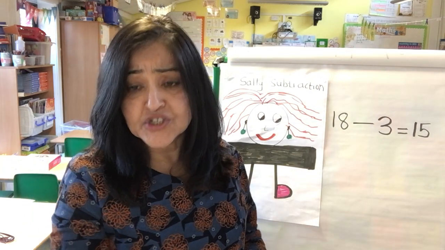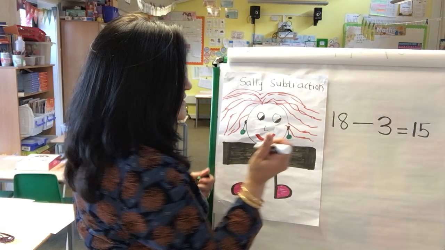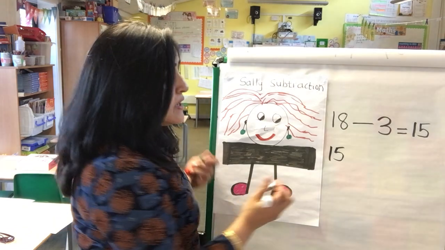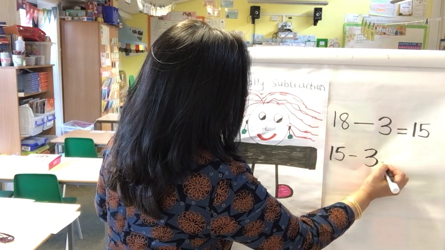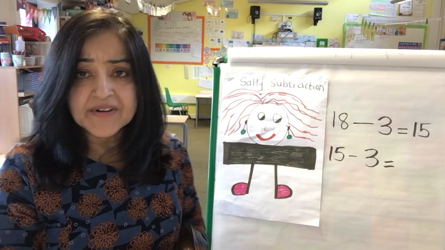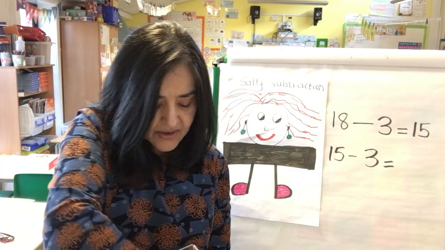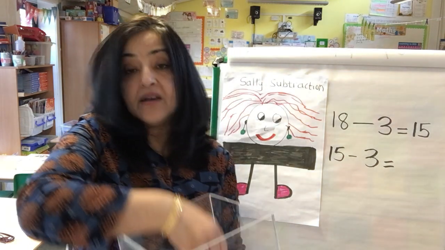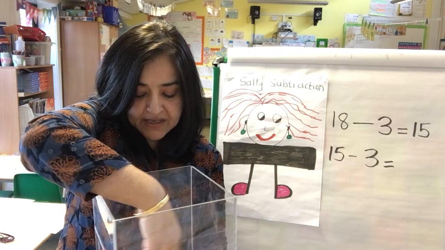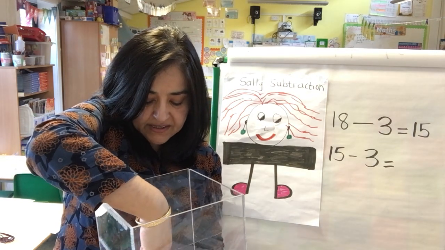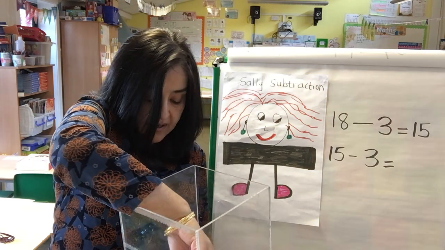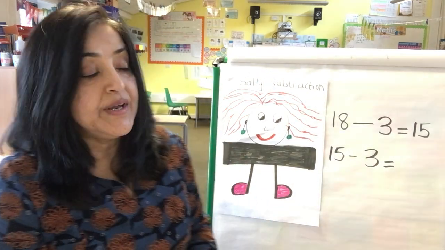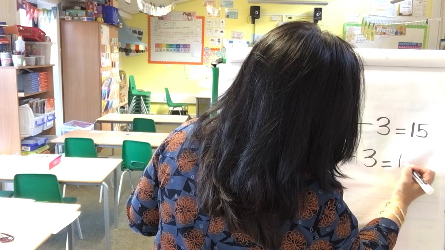How am I going to write that, children? First, I had 15. She came along and she took 3. How many have I got left now? Are you ready? Let me take them all out because we're going to be doing it properly. 1, 2, 3, 4, 5, 6, 7, 8, 9, 10, 11, 12. So now I've only got 12.